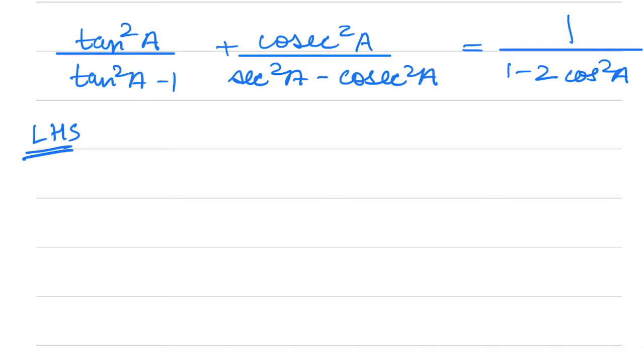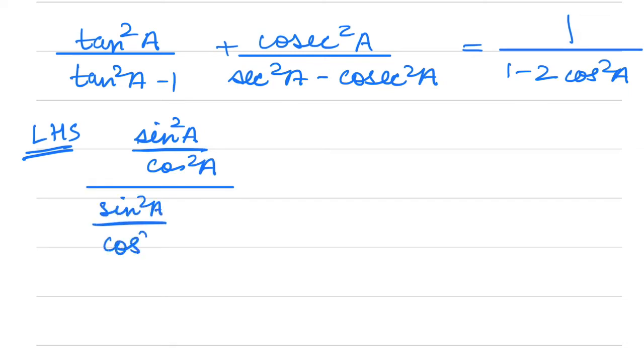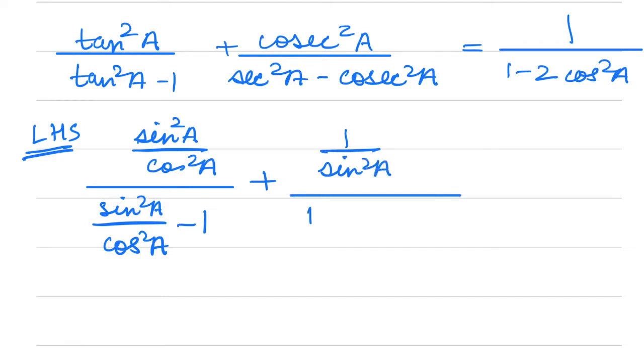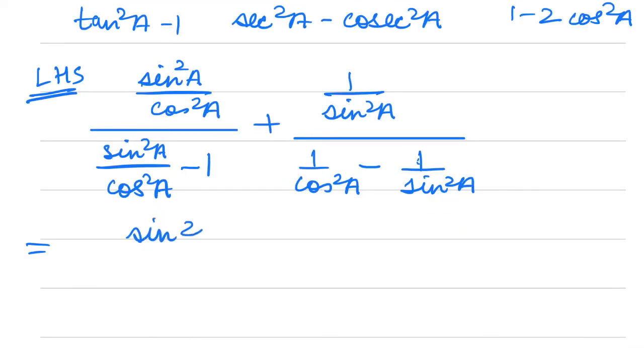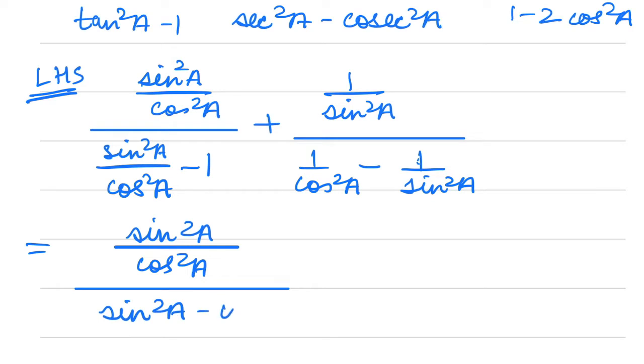So tan square A can be written as sine square A by cos square A, divided by sine square A by cos square A minus 1, plus cosec square is 1 by sine square A, divided by sec is 1 by cos square A minus cosec is 1 by sine square A.